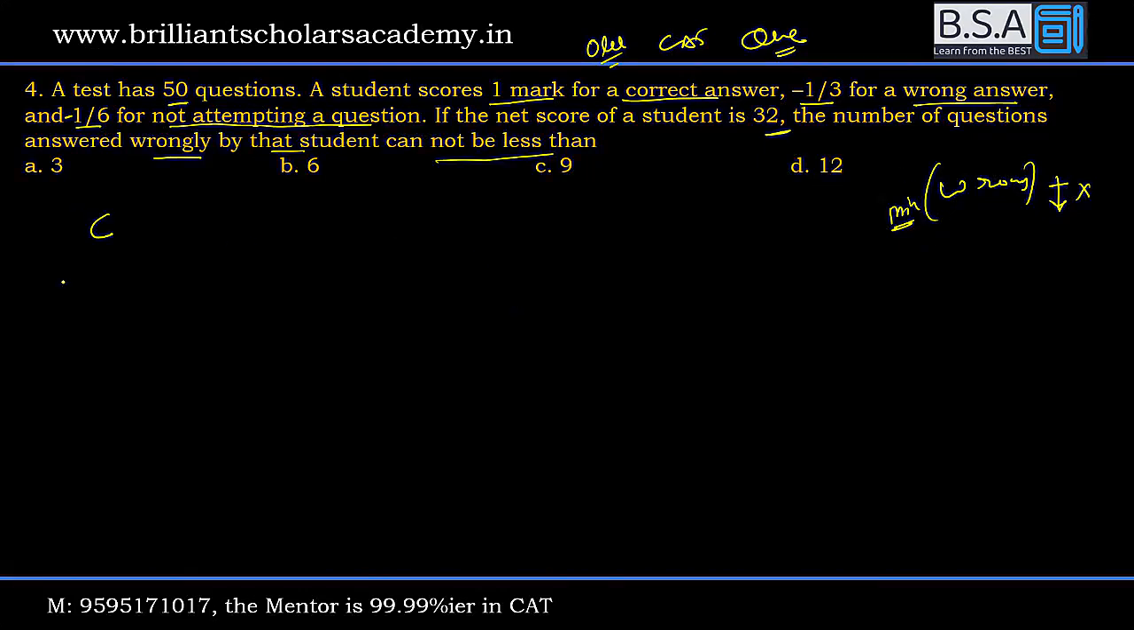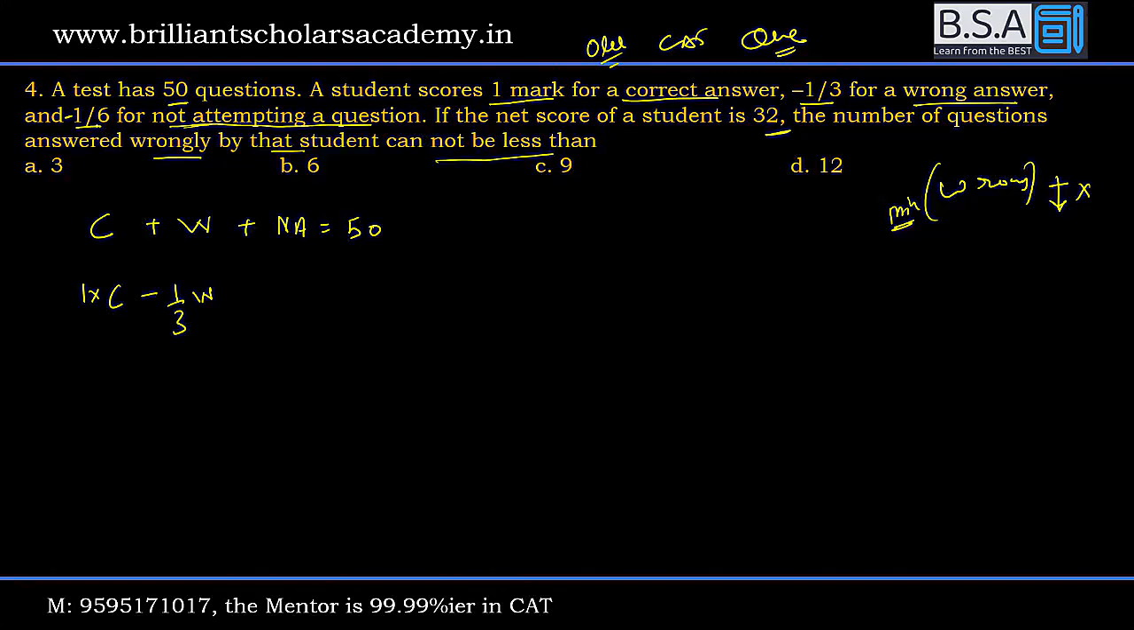Correct answers C, wrong answers W. When you not attempt a question, I'm calling it NA, not attempted. तो ये तीनों मिला के there are 50 questions. What is the marking scheme? 1 mark for correct, -1/3 for wrong. तो यहाँ एक मिस्टेक करते हैं बच्चे.